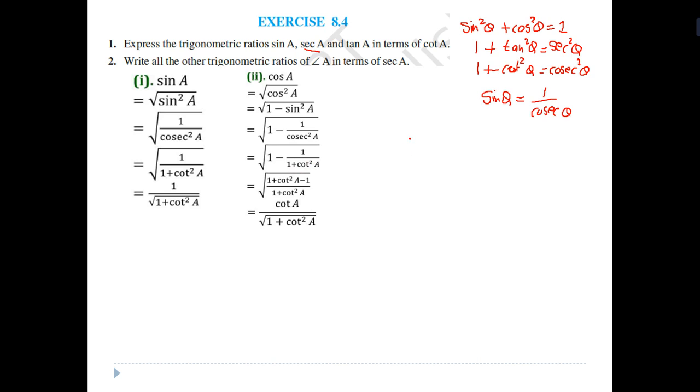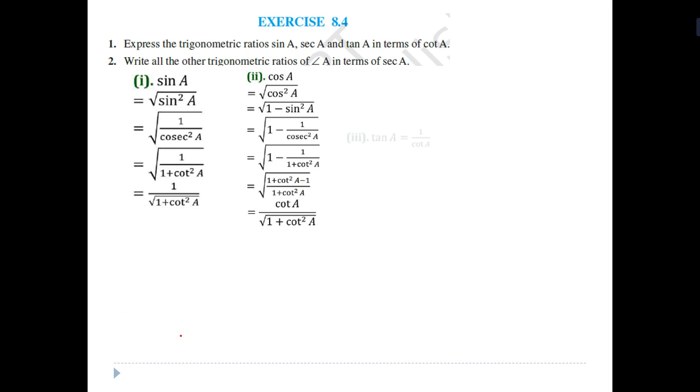Now if I take the LCM of it, 1 plus cot square A minus 1 over 1 plus cot square A. The 1s should cancel, so cot square A upon 1 plus cot square A. But the under root is there, so the square should be removed and it converts into cot A upon under root 1 plus cot square A. Now if I want to find tan A, we already know that tan A is equal to 1 upon cot A.